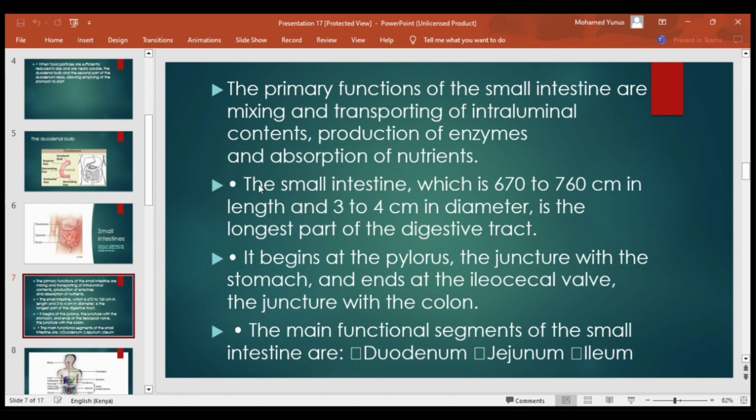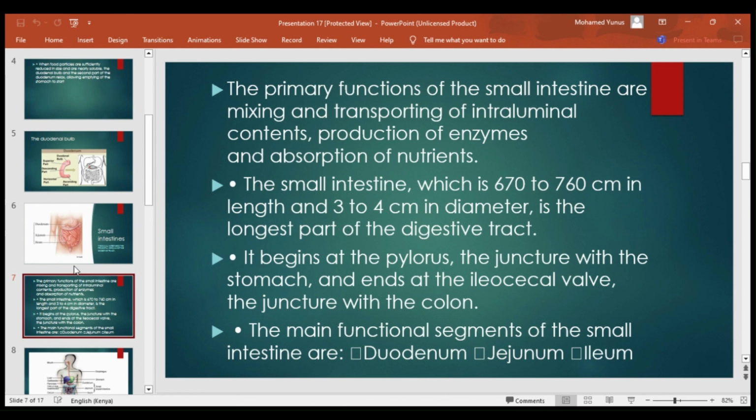That's a very good question. They usually like asking it: which one is the longest part of the digestive tract? You should not miss that because I have talked about it right here. It's the small intestine, with a length of 670 to 760 centimeters.